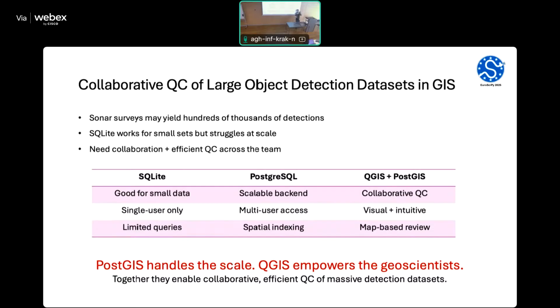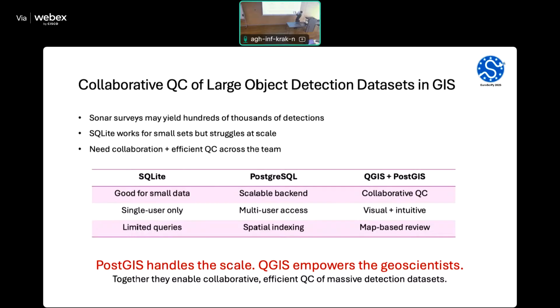Now we can use it in different ways. We can use SQLite, especially as it works with small datasets. If you are working with an offshore wind farm off the coast of Norwich in the UK, where you might have over 50 square kilometers, you might have 20 stones to pick. That works good. But what about the BC Wind offshore wind farm off the coast of Gdansk? It doesn't work. So you need more collaboration and efficient QC.